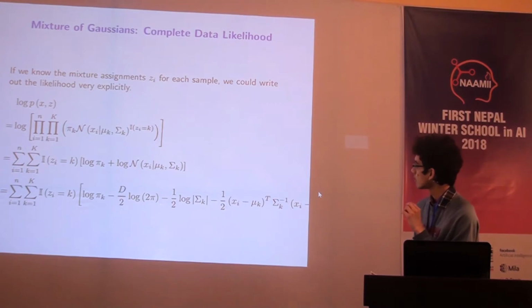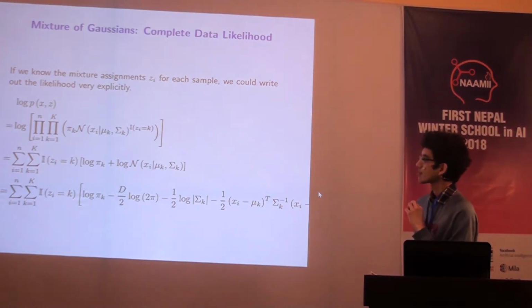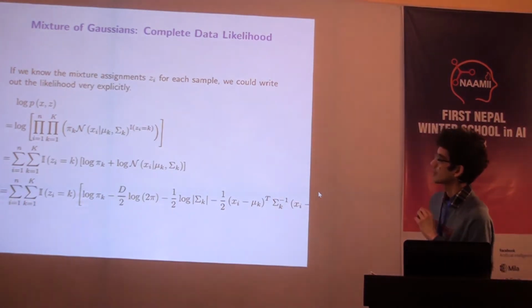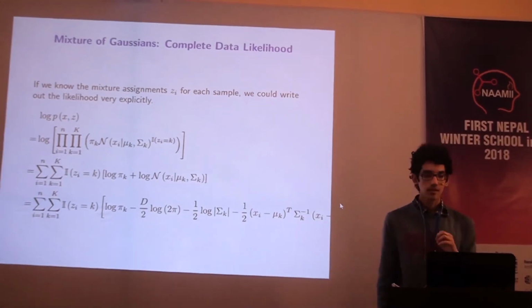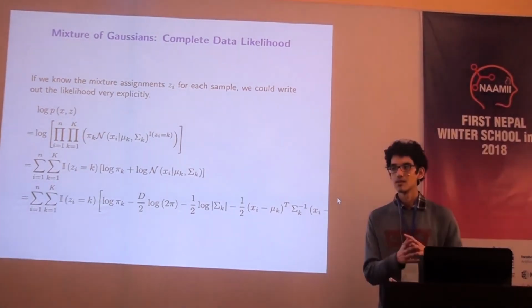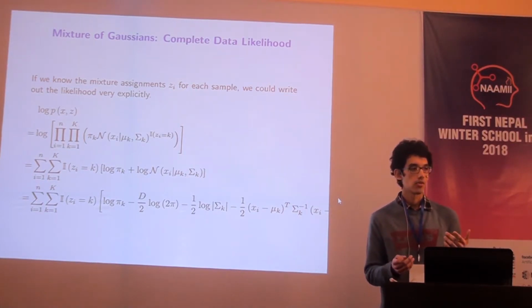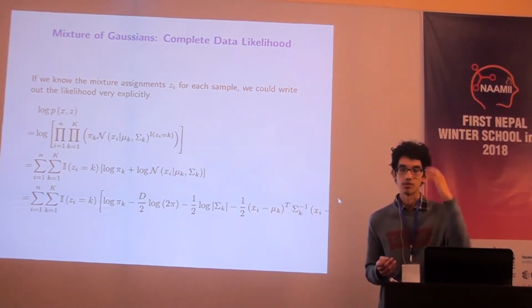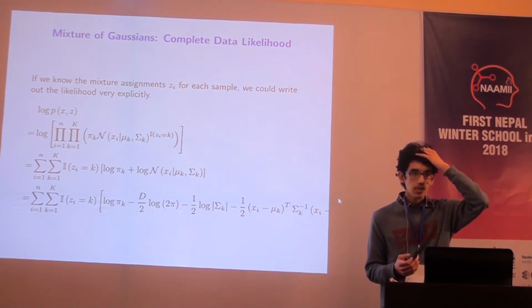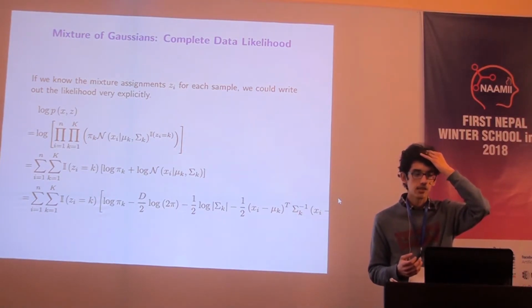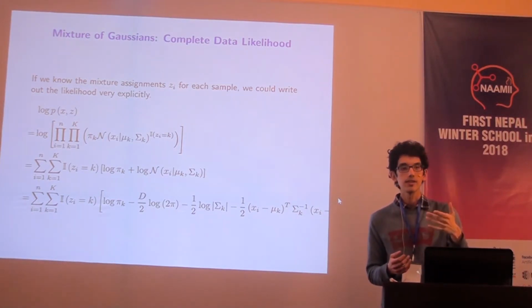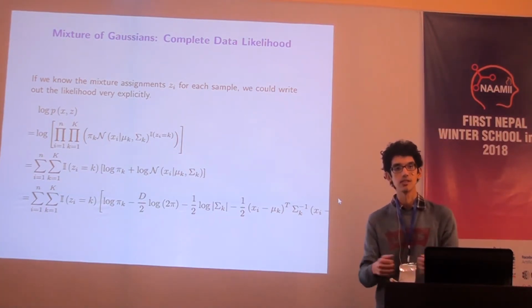Okay, so this is just in closed form the entire complete data likelihood for the Gaussian mixture model that we just wrote down, right? So what do I mean by the complete data likelihood? The complete data likelihood is the likelihood if I knew the mixture assignments, right? So there's this big matrix of z's, right?